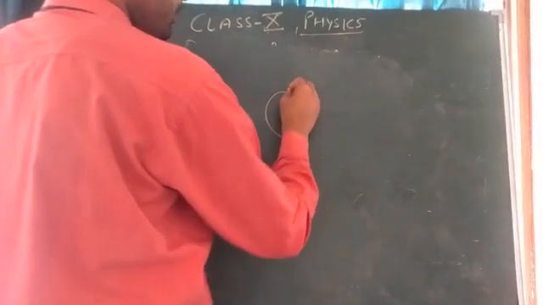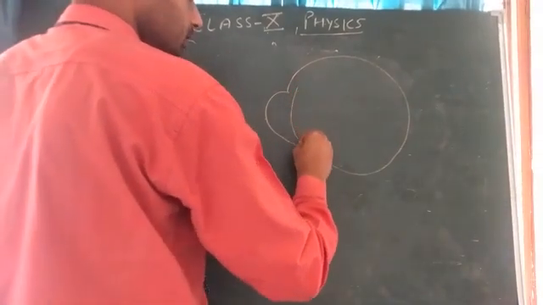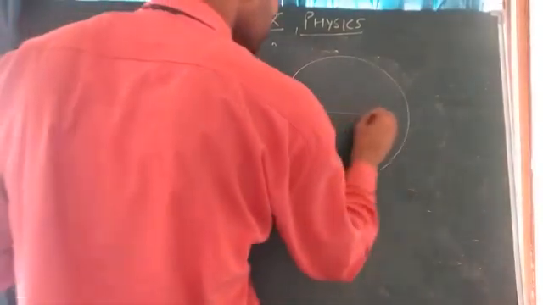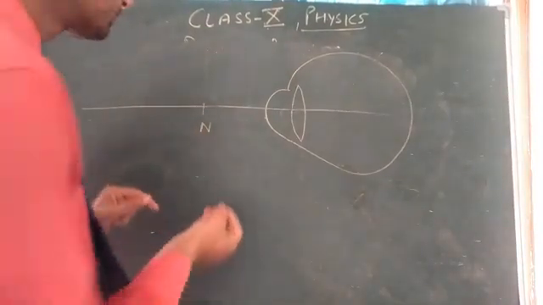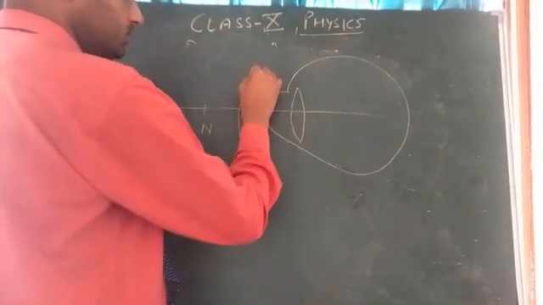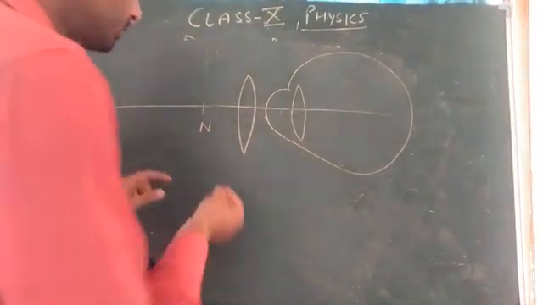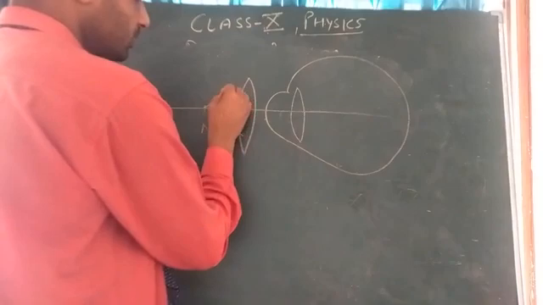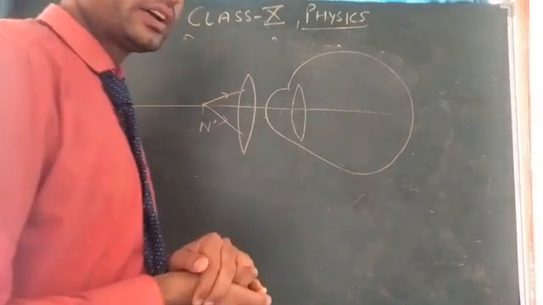Let this is hypermetropic eye, this is eye lens, this is point N dash, this is the lens used to correct hypermetropy defect. When the rays of light on N dash are incident on the convex lens, then this convex lens converges the rays of light.